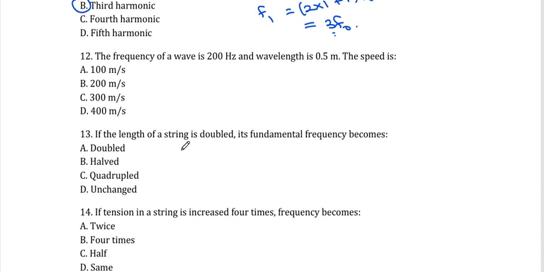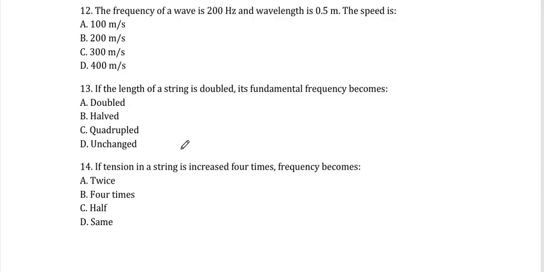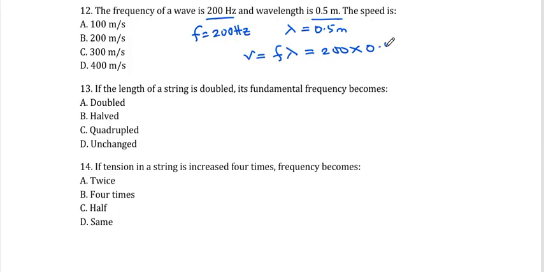Interesting. So here we say the frequency of a wave is 200 Hertz and wavelength is 0.5 meters. The speed is... So I can write out the parameters. This is 200 hertz, and the wavelength is 0.5 meters. Now speed is simply frequency times wavelength. That's the formula. Frequency is 200, wavelength is 0.5. That would give us 100 meter per second. So A is the answer to that question.